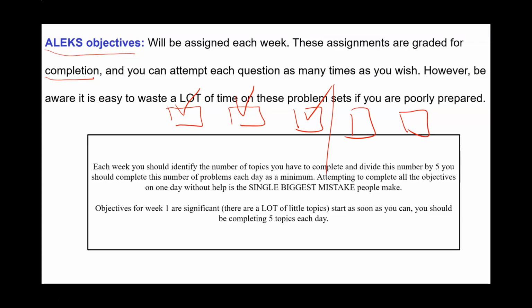So what I recommend you do when it comes to ALEX objectives is every week identify the number of topics that you have to complete, divide that by 5, because most of us don't want to be working on chemistry 7 days a week, and make sure you complete that many problems every day as a minimum. And probably the biggest single mistake that I see people make in this class is that they'll leave everything till the last day, the due date, and then try and answer it all in one go. Of course, what that does is it doesn't leave any time to get help.